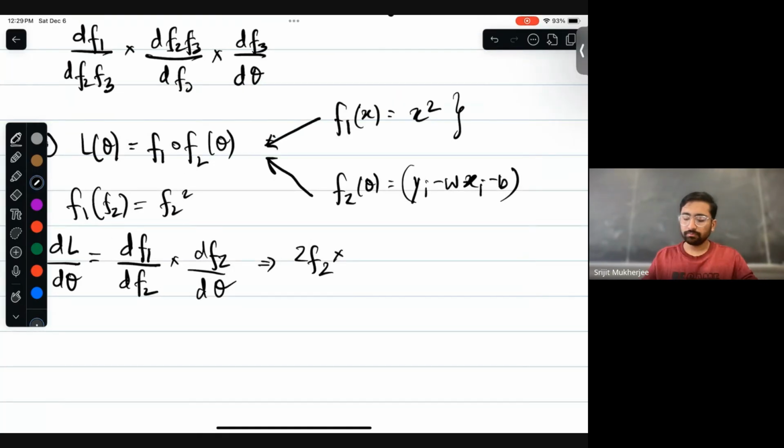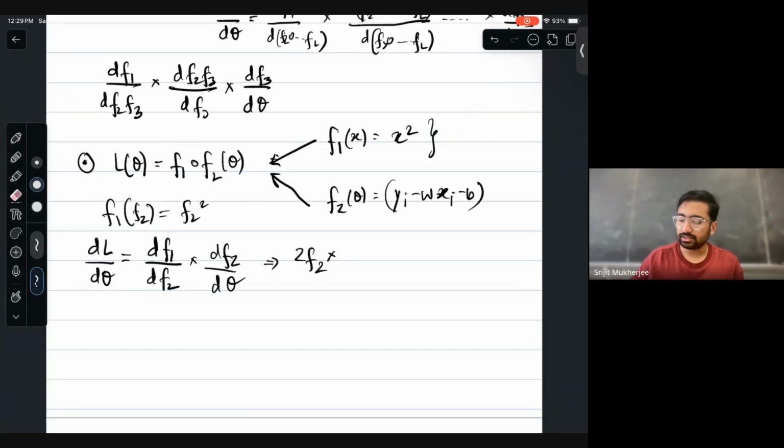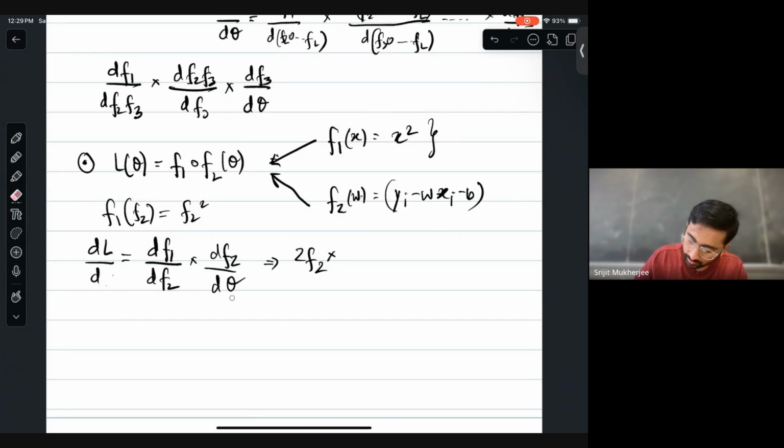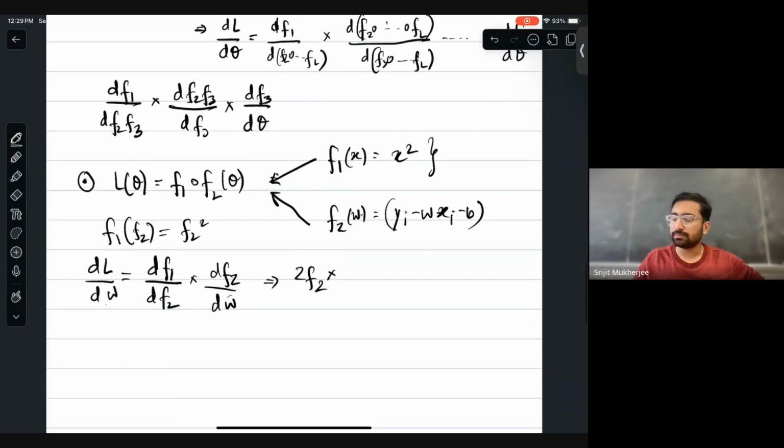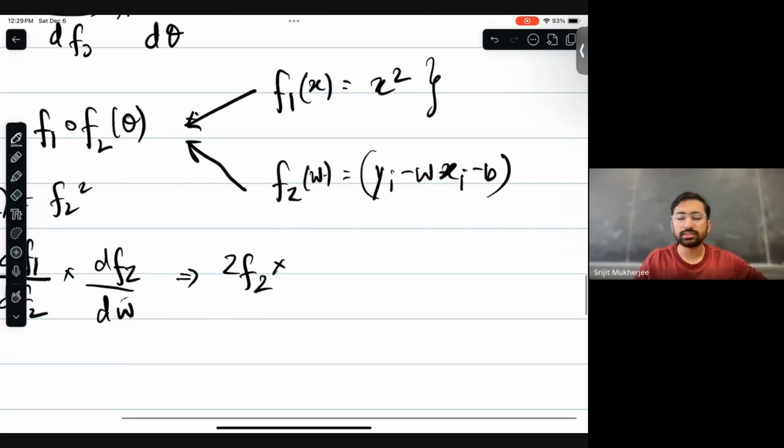Here, theta is not a function, so we have to find the derivative in terms of w. So let's do it in terms of w. Now in terms of w, you can see just minus x1 will be there, because the others are constant. So minus x1.